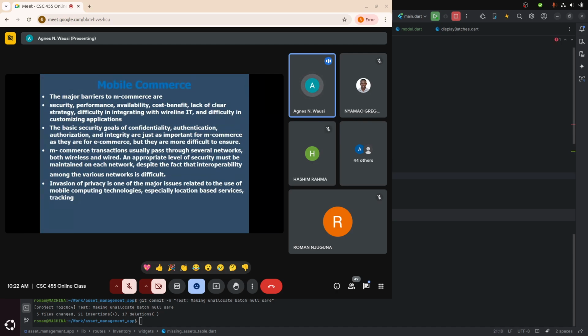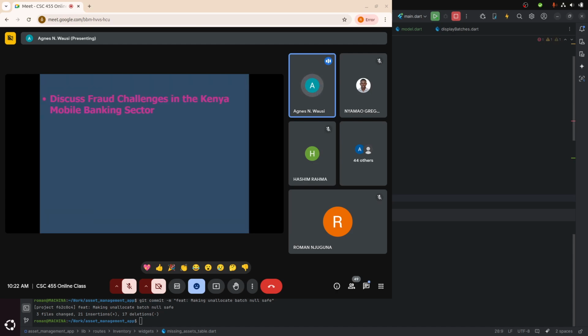So if you're going to use any location-based services, or you're tracking something, you do it within the confines of the legal frameworks that are there, so that people don't feel you are invading their privacy. That is very important with mobile commerce. And of course we know about fraud. Fraud has been a big issue, and so maybe we could take a moment to think about fraud in terms of what we have had.